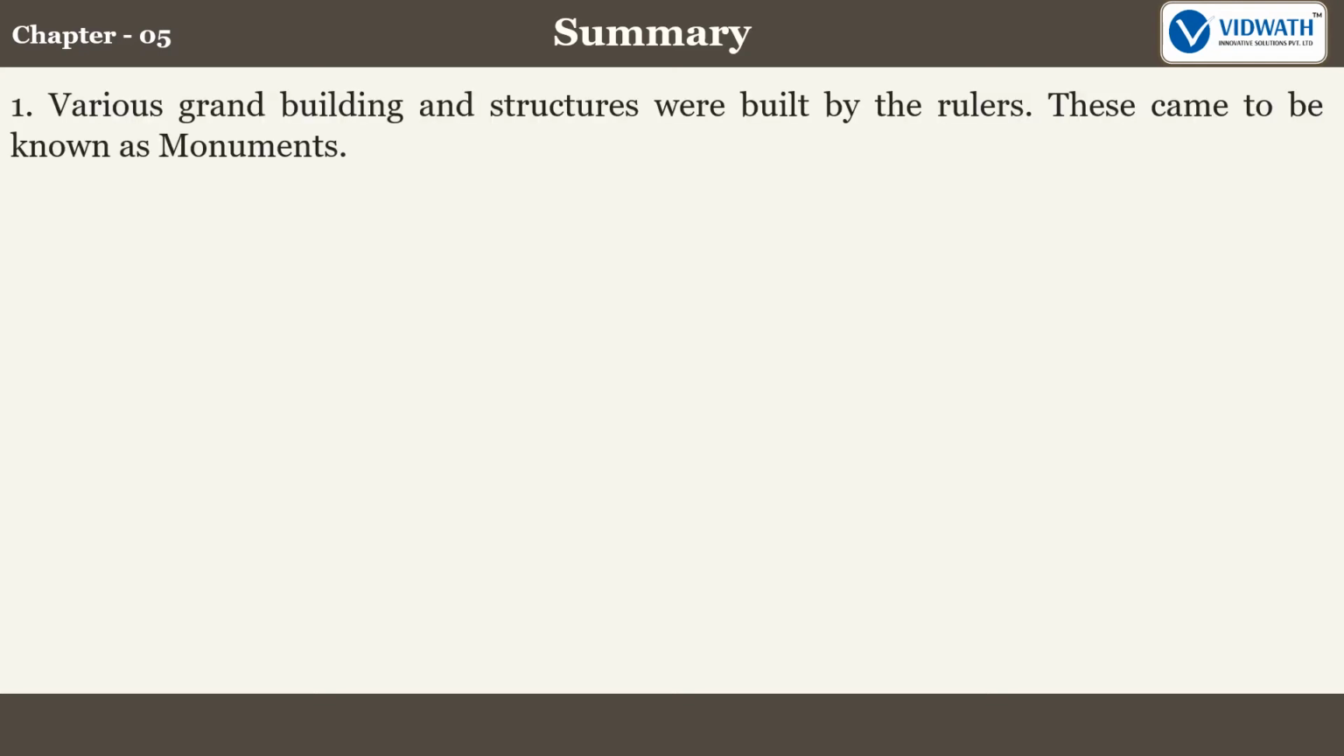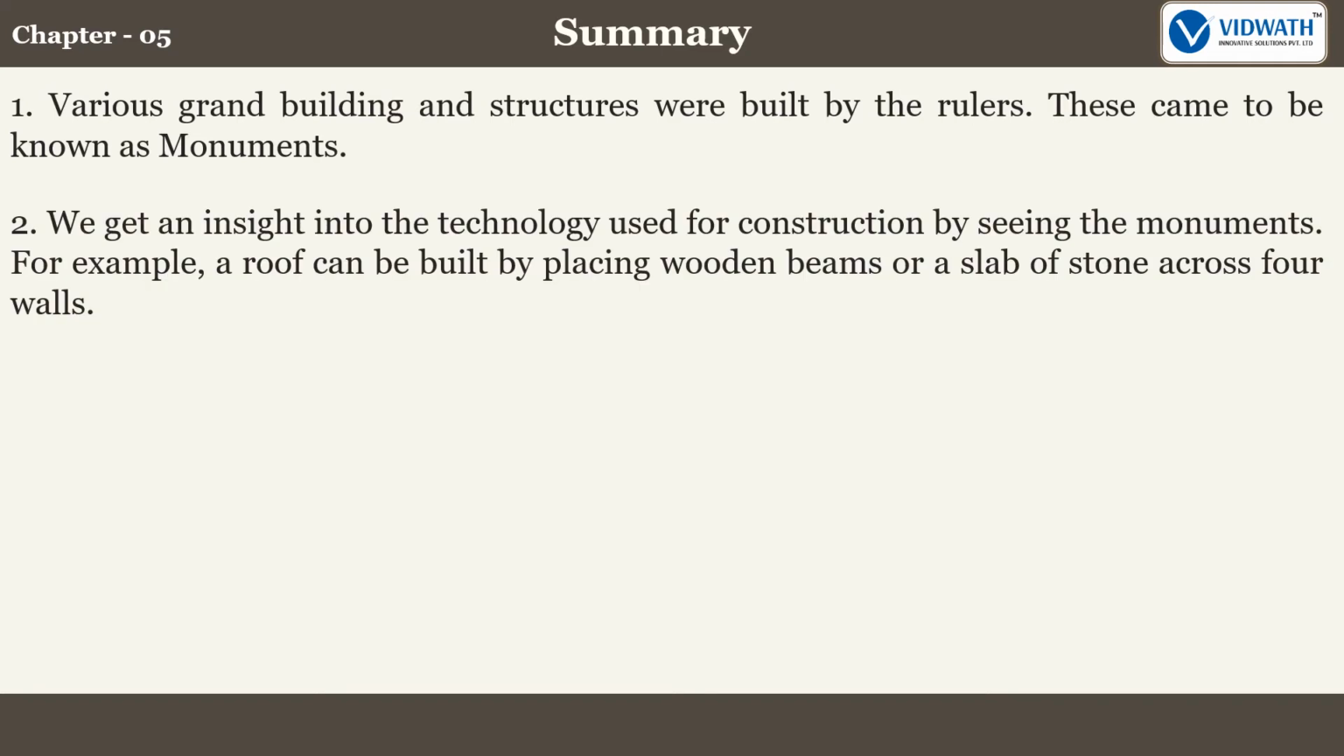Point number 1. Various grand buildings and structures were built by the rulers. These came to be known as monuments. Point number 2. We get an insight into the technology used for construction by seeing the monuments. For example, a roof can be built by placing wooden beams or a slab of stone across four walls.